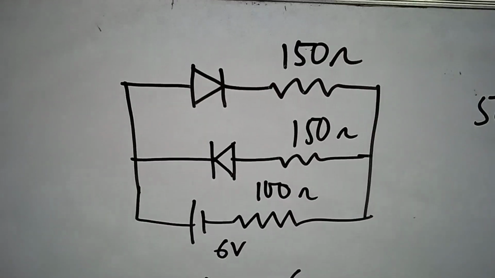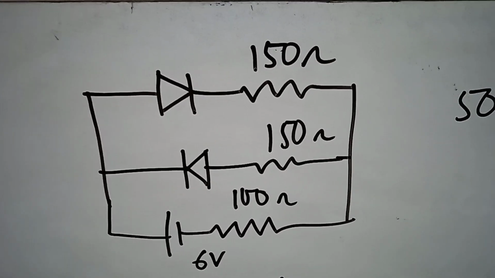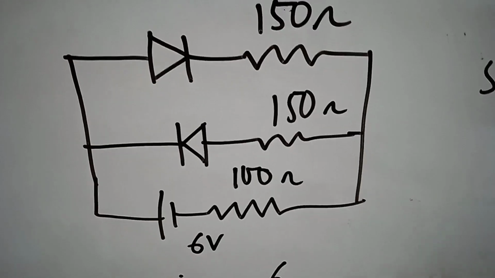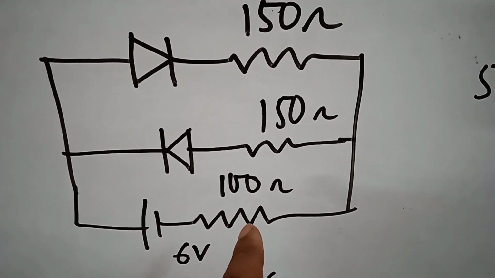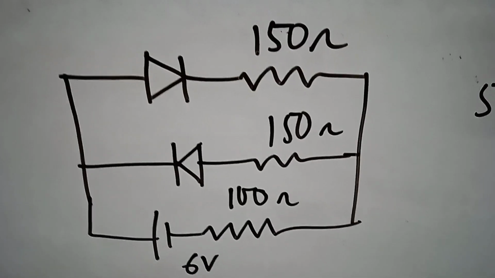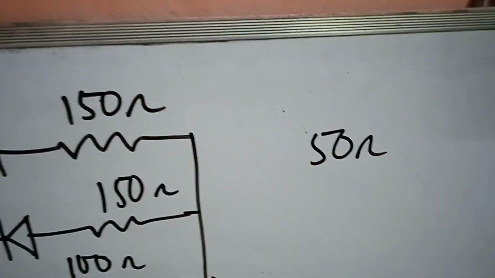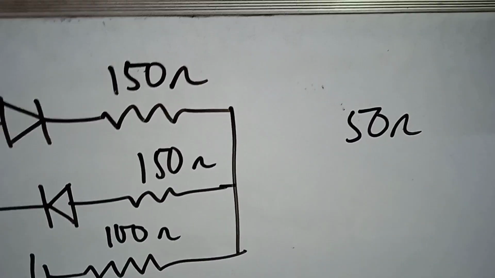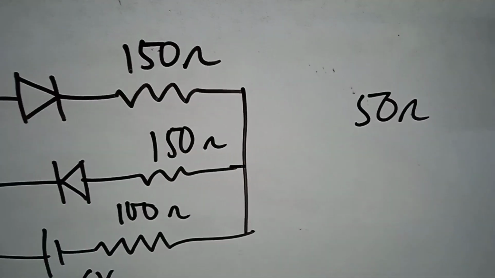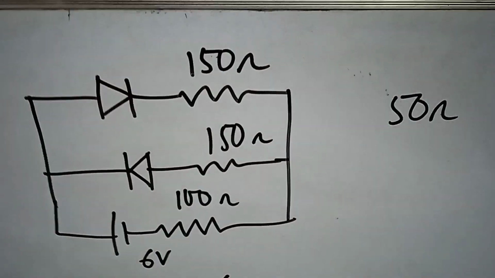Here you can see both diodes are there. 150 ohm resistance, and in this one also 150 ohm resistance, and here is also 100 ohm, and it is a 6 volt EMF, and there is a 50 ohm forward resistance. That means the diode is forward biased in that way, and finite backward resistance they have not mentioned.